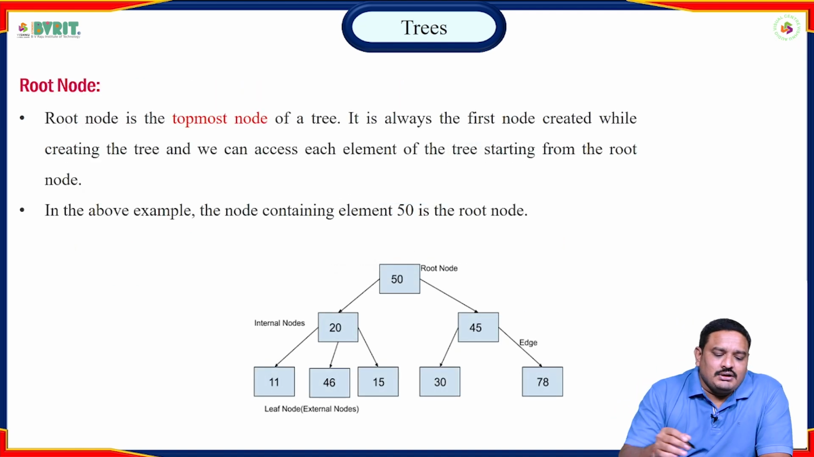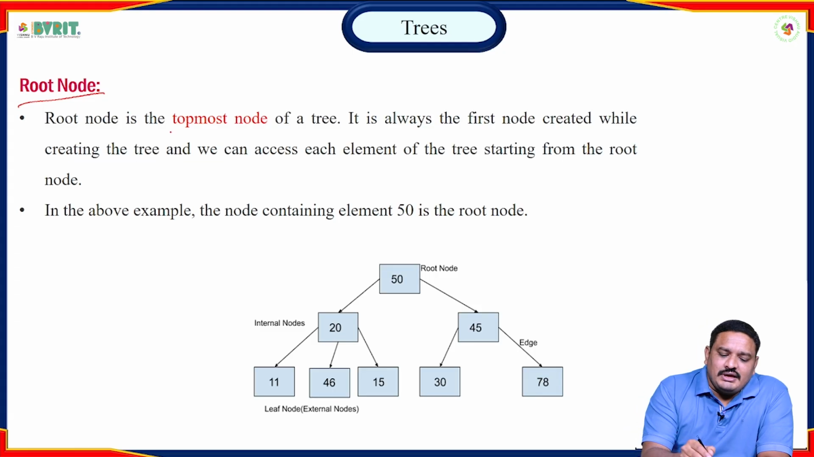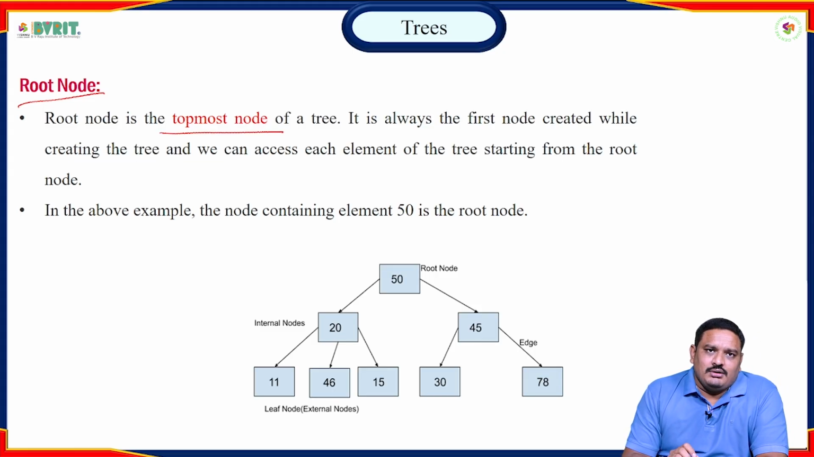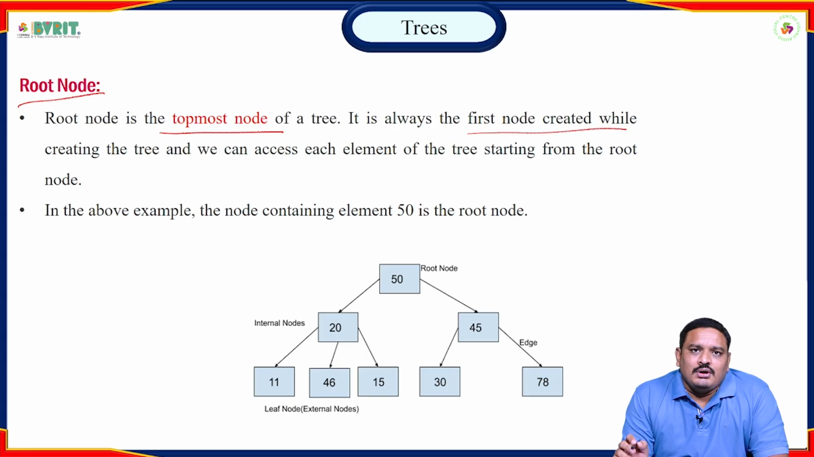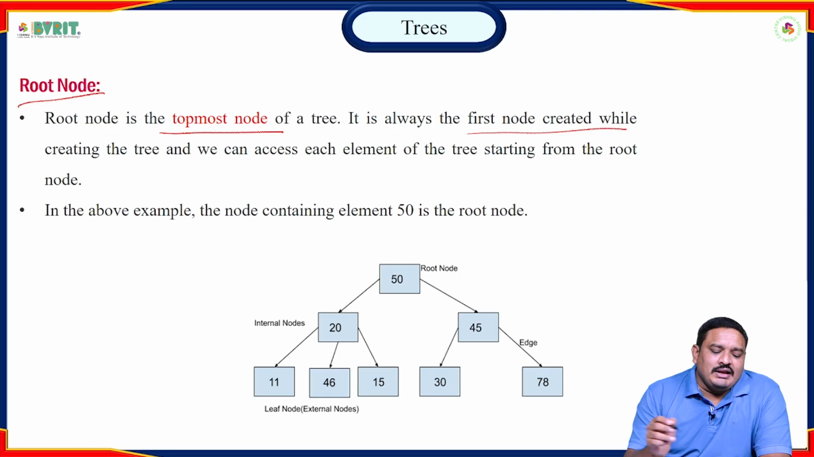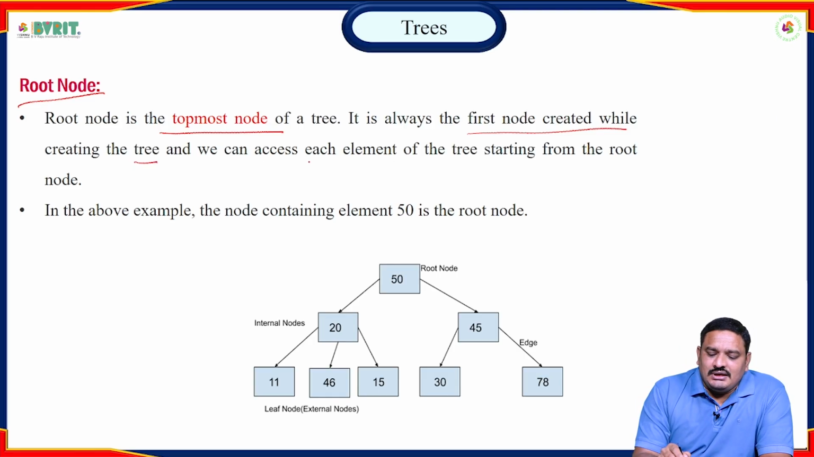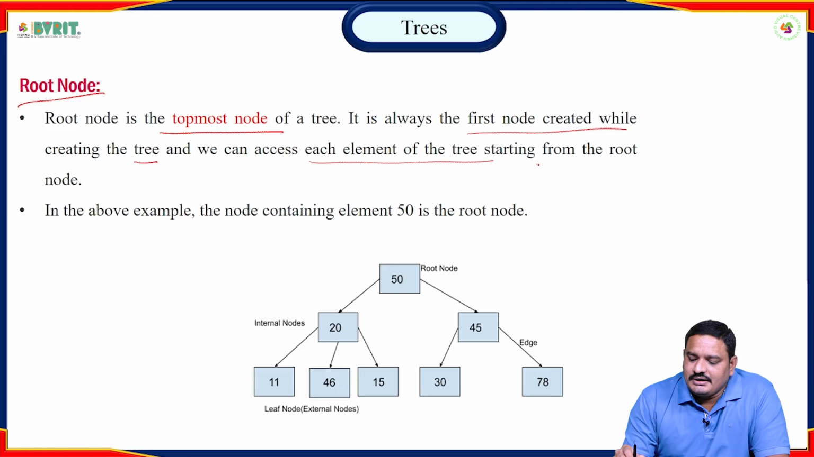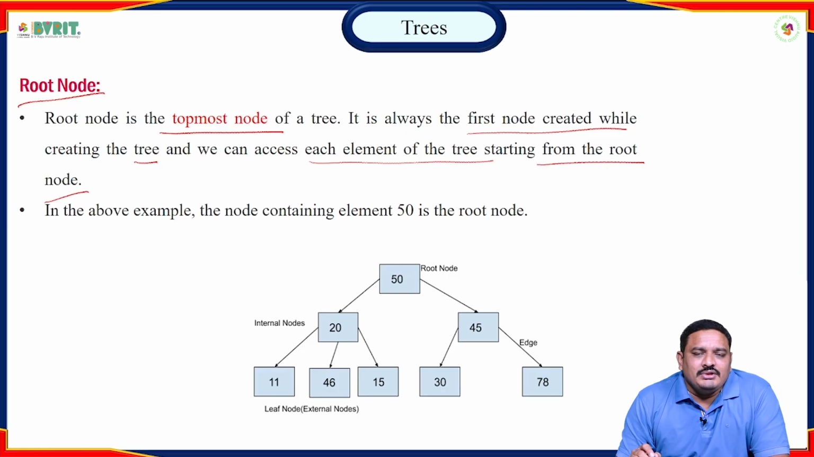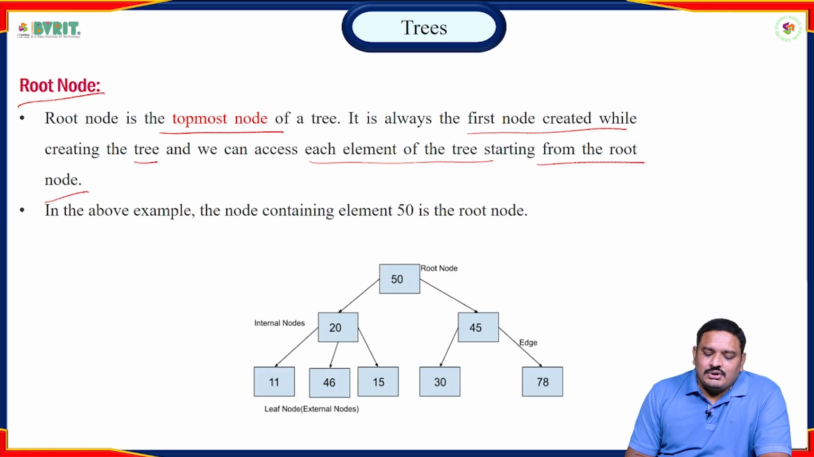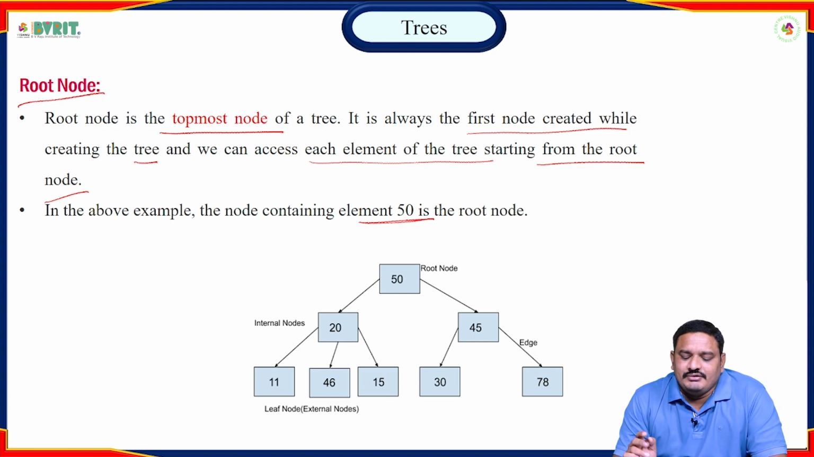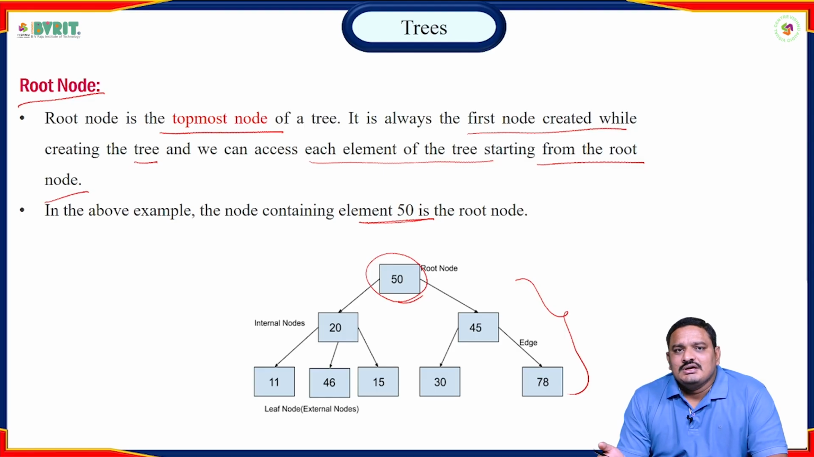See one by one. What is the first one? The root node. What is the root node? The root node is the topmost node of the tree. It is always the first node. While creating the tree, we access each element of the tree starting from the root node. In this example, the node containing the element 50 is the root node. All remaining nodes are child nodes, or they form subtrees.